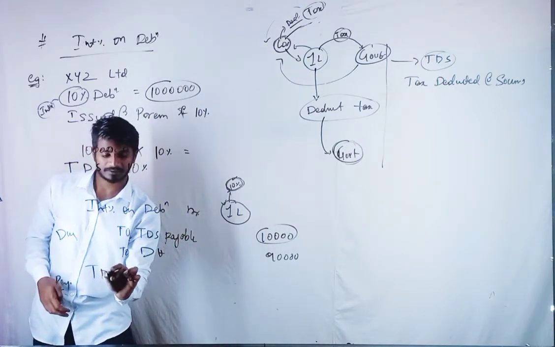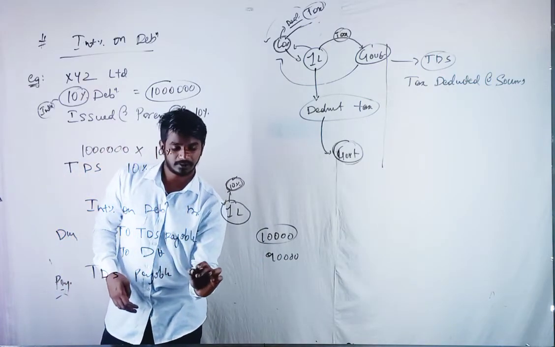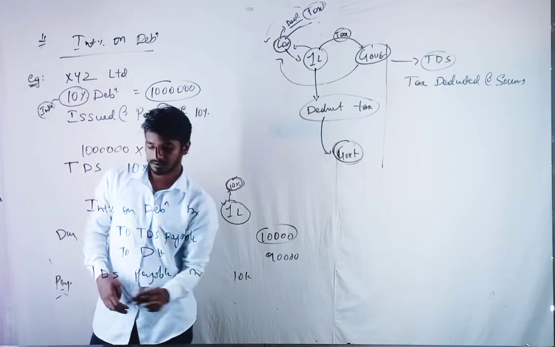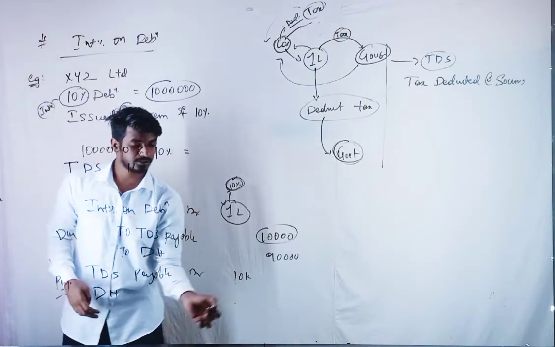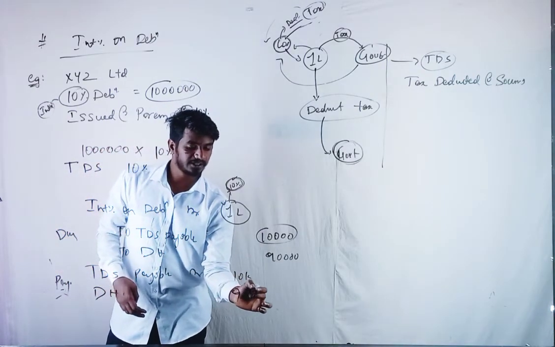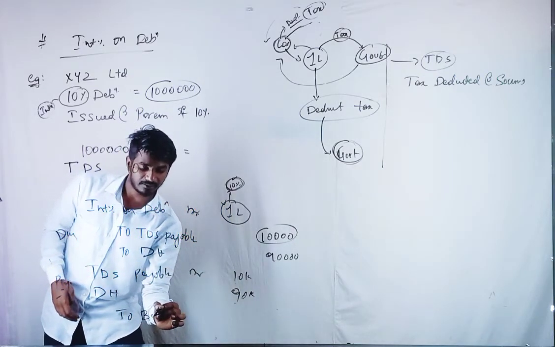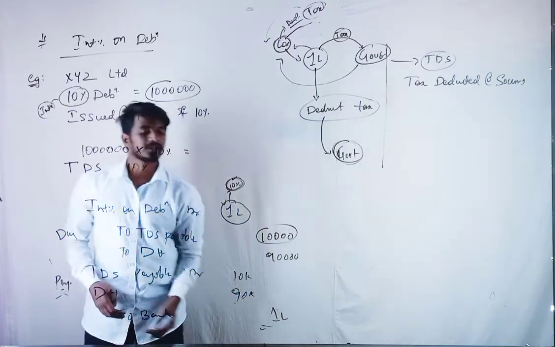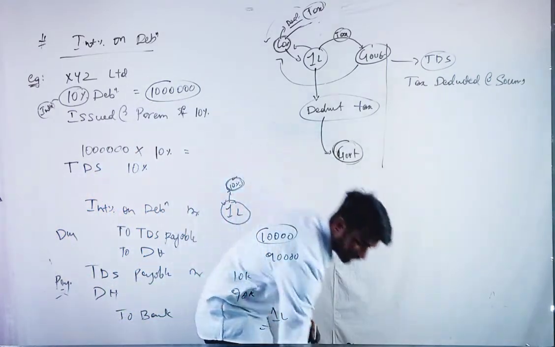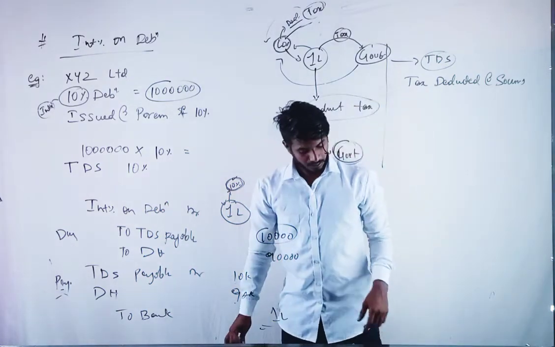Reverse the entry. TDS payable, debit 10k, and to debenture holder, how much will we pay? 90k. To bank, through where we will pay? Through bank, 1 lakh. Is that clear? Let us do one more example.